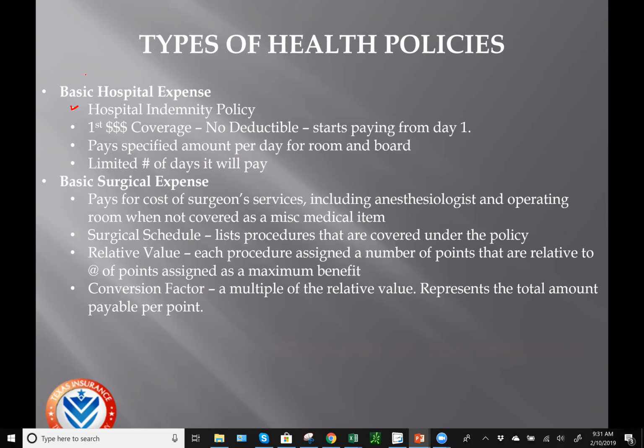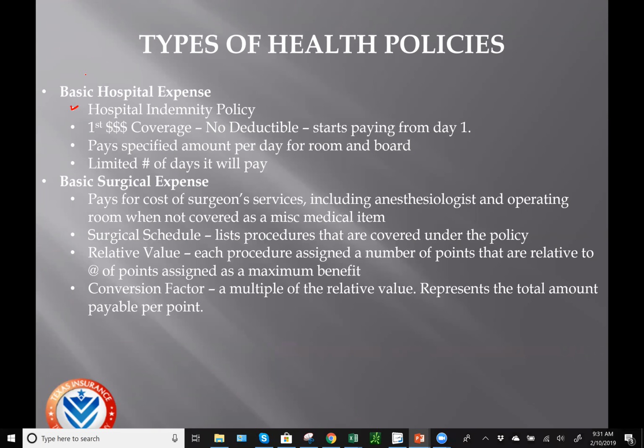Now, this policy pays you. It does not pay the hospital or the doctors. This is money that's coming to you. But it's a specified dollar amount per day, unrelated to any of the other expenses you're incurring in the hospital, and does have a limited number of days that it will pay. So once again, not designed to last very long.